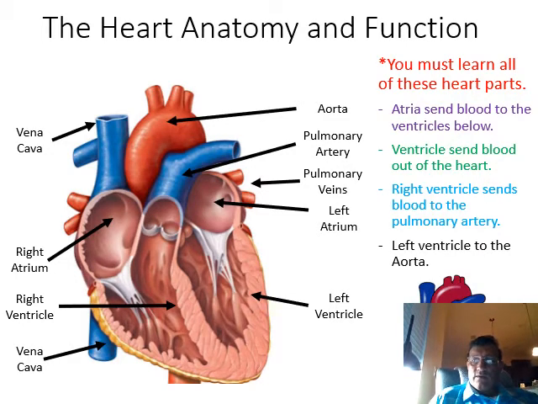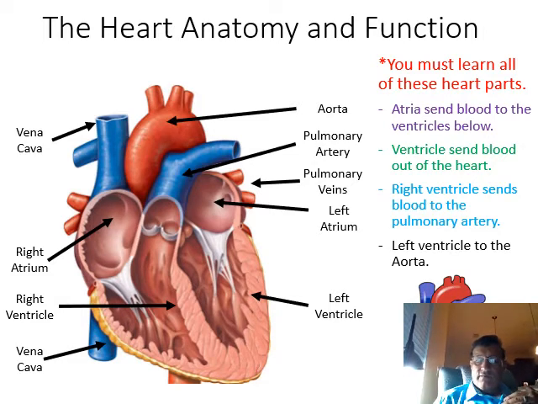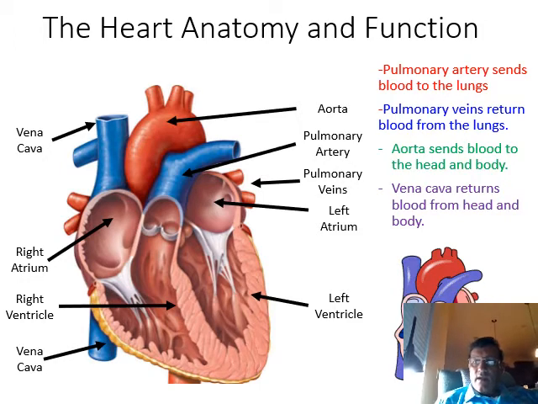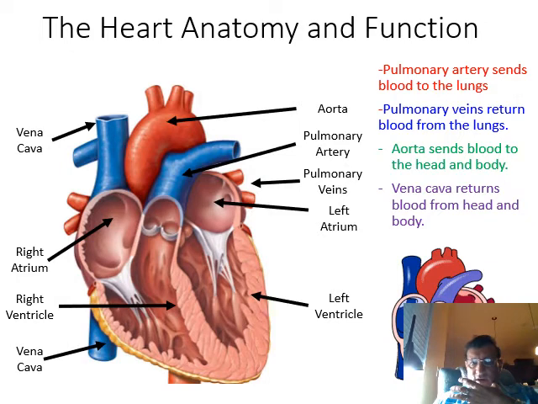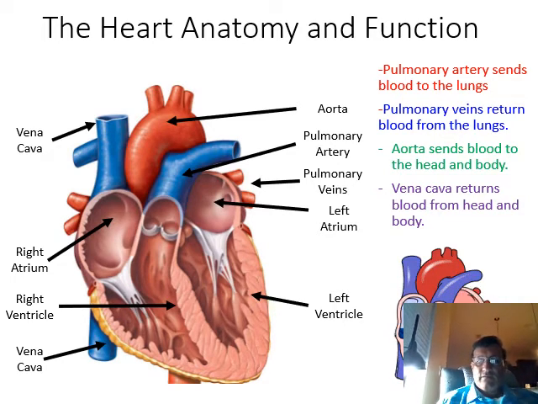So you'll be responsible for knowing what the atria do. They send blood down below. What do ventricles do? They send blood two places. They'll send blood to the aorta here, and they'll send blood to the lungs. Two separate pathways. The pulmonary artery is here in blue, sends it to the lungs. Pulmonary veins return it from the lungs. I'm repeating myself. The aorta sends blood to the body, the head, and the lower torso. The vena cava returns that blood back to the heart, dumping it into the right side. And the cycle continues. So these parts, I've given you what they do, and just be familiar with them.